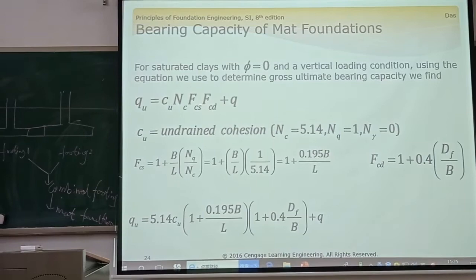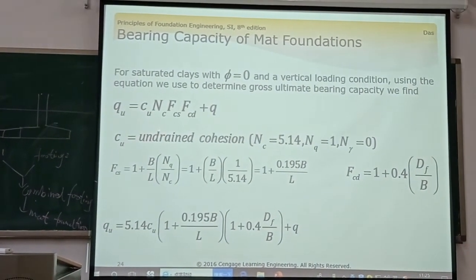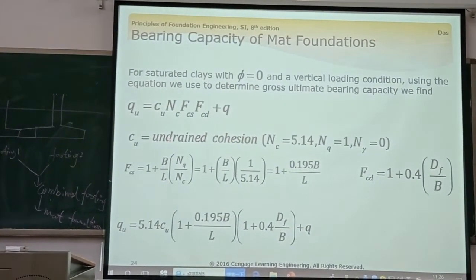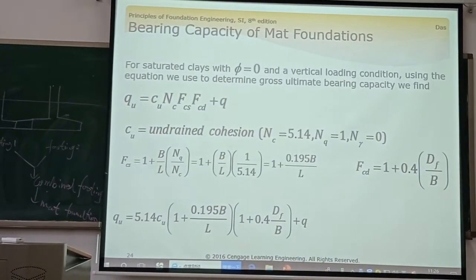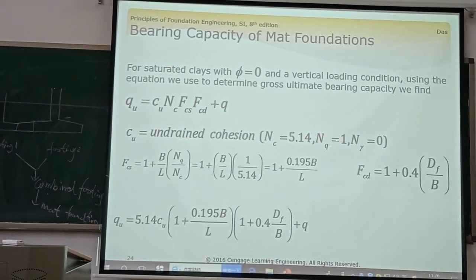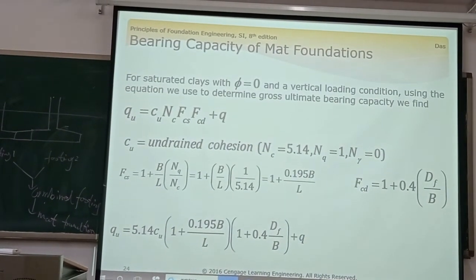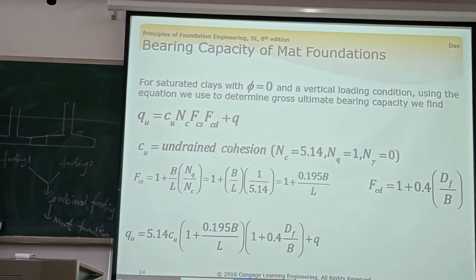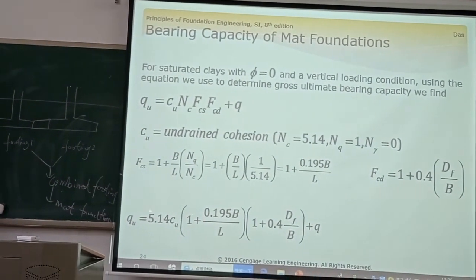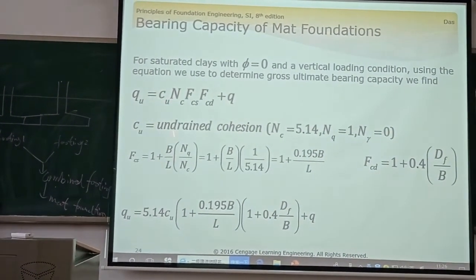For saturated clay, to calculate the qu, the cu is the undrained cohesion. Then we can find the undrained cohesion c is 5.4, Nq is 1, and gamma is 0, and the Fcs, Fcd, Fq. Then we can get the q. Take 5 minutes to do this equation. We can get this one.